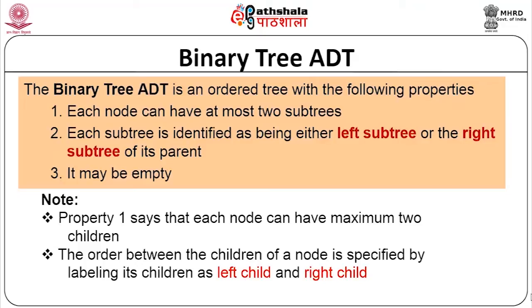The property 1 says that each node can have at most 2 children, and the order between the children of a node is specified by labeling the children as a left child and a right child. So, this is the basics, we are just repeating it and emphasizing that.